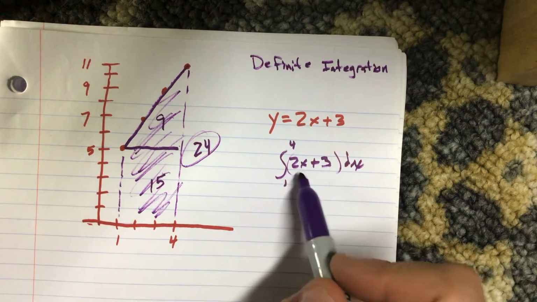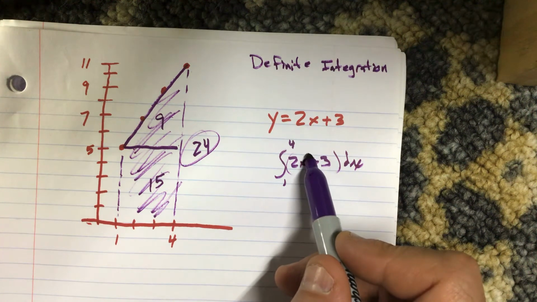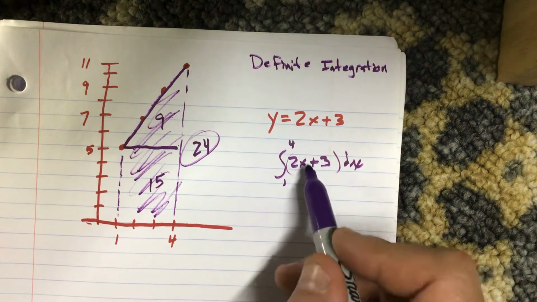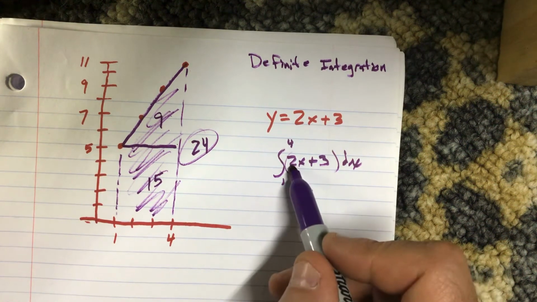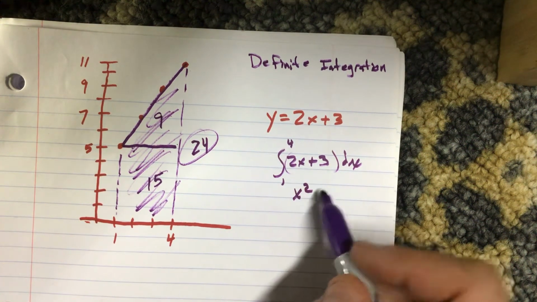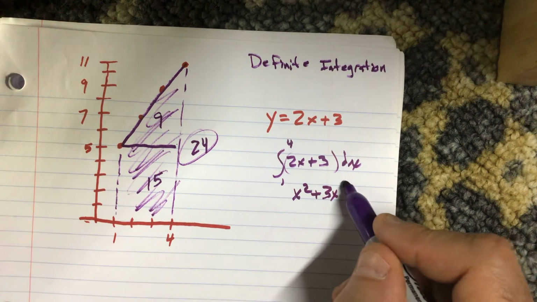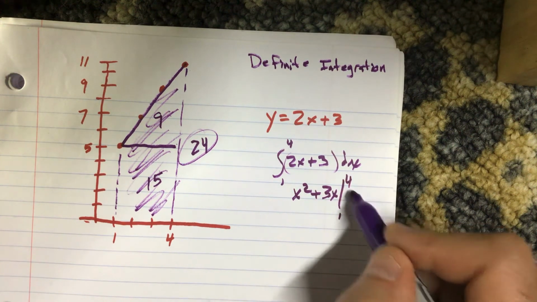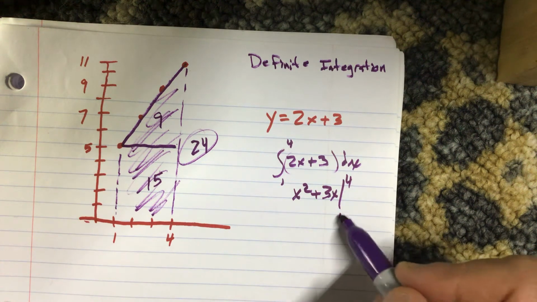So we take the integral, and the way we do this is we add an exponent and we divide. So it's going to be x squared. We're going to divide by 2, but we've already got a 2 here, so 2 divided by 2 will be 1, plus 3x. So I'm doing integration. And then we're plugging in the numbers 1 through 4. So the way this works is you plug in 4, from A to B.